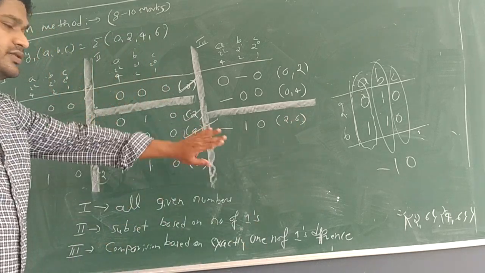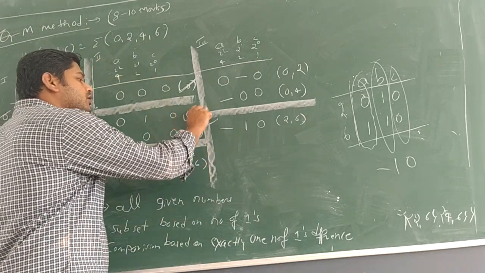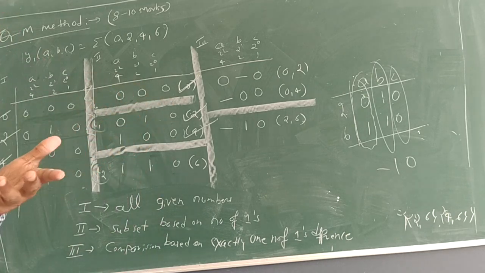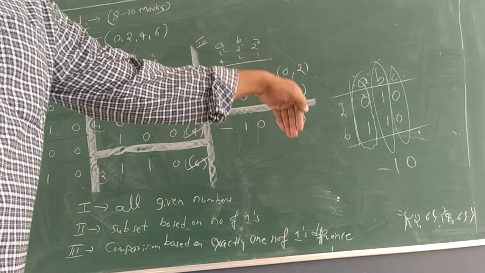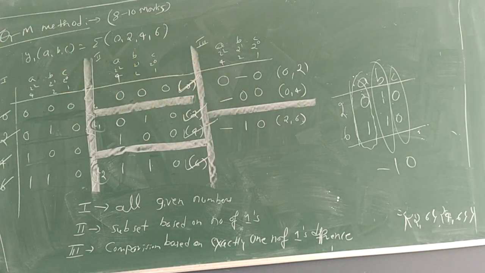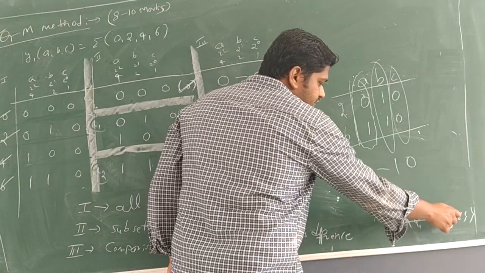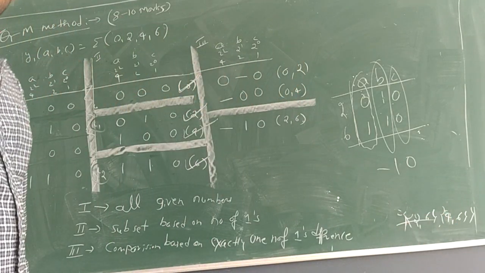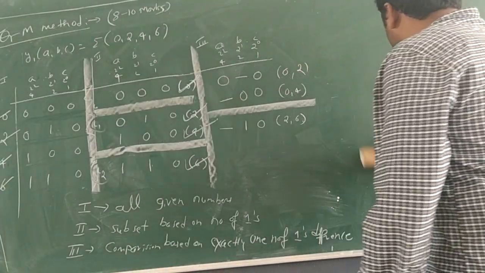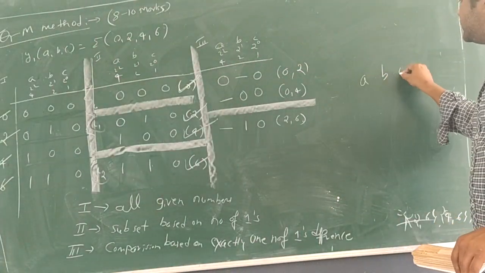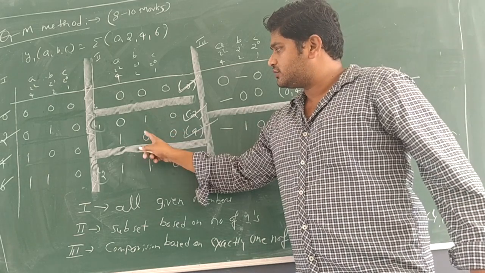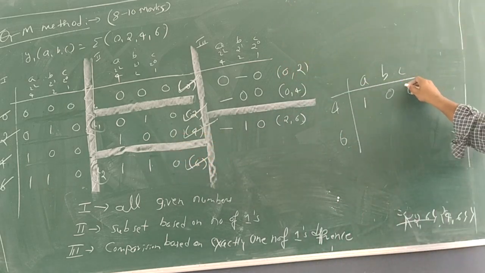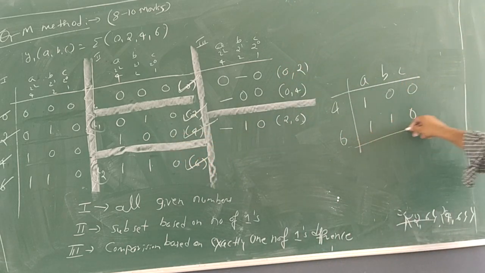What is the name of the group? 2, 6. 2 is already selected, so even if we select it now, no problem. 6 is now selected because it participated in a comparison for the next step. Okay, 2, 6 is done. Let us check for 4, 6. Okay, so here A, B, C. This side 4, this side 6. What is the notation of 4? 1, 0, 0. 6 is 1, 1, 0.